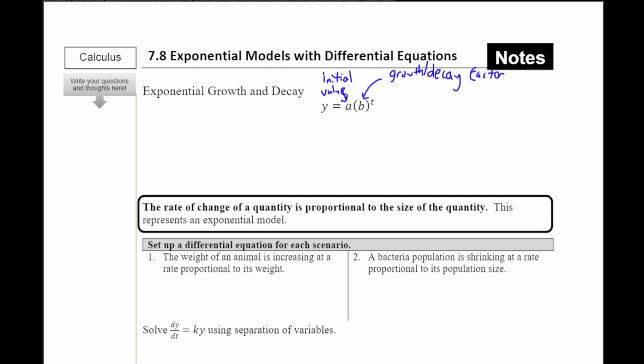Right? And if you take the derivative here with respect to time, dy/dt is equal to a times b to the t, where the derivative of a constant to t is just times ln of b. And this right here, a times b to the t, that's just y. So dy/dt is equal to y times ln of b, but ln of b is just a constant. So we can say dy/dt is equal to ky, where k is a constant.